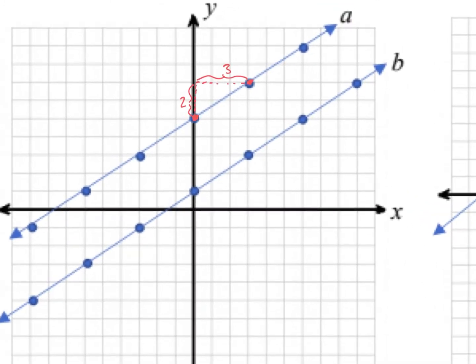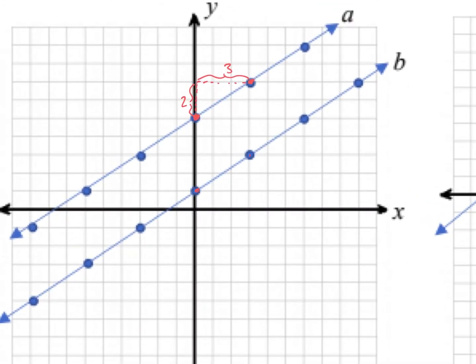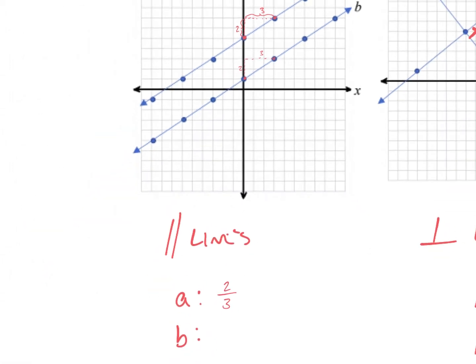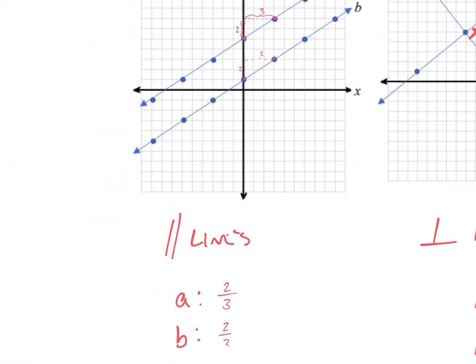Now let's do the same thing with B. I'll pick another 2 points, any 2 points. How much do I rise? How much do I run? Again, that's 2/3. So B's slope is also a positive 2/3.